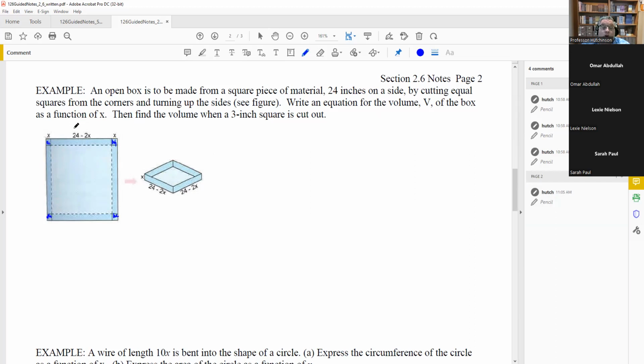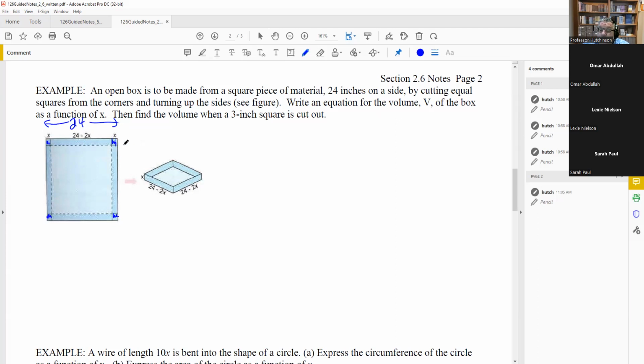Now, I kind of did a lot of this for you, but you'll have to do this in the homework question itself. Basically, it's telling me that all the sides are 24 inches. I have 24 inches on a side, and I have this x and this x that I'm cutting and taking away. That means the part in the middle is 24 minus this x and minus that x. That's where you get 24 minus 2x from.